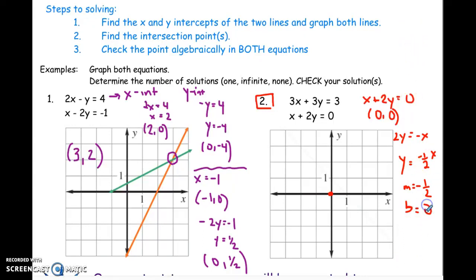So the slope is negative 1/2, and the y-intercept is (0, 0), which we already found. For my line, I would start at 0, and then count down 1 over 2, or up 1 and to the left 2. But please go ahead and graph this other line and then find where the two lines cross.